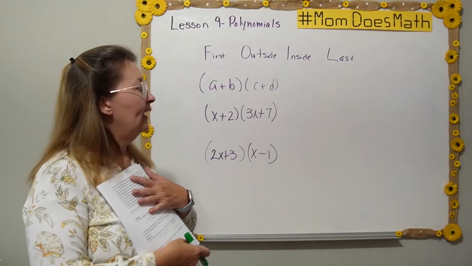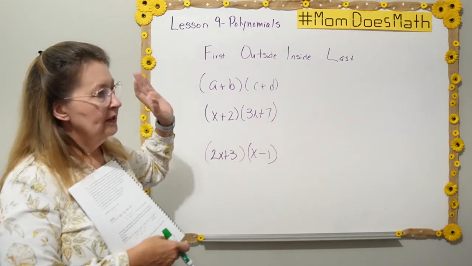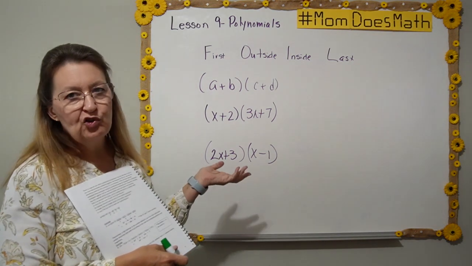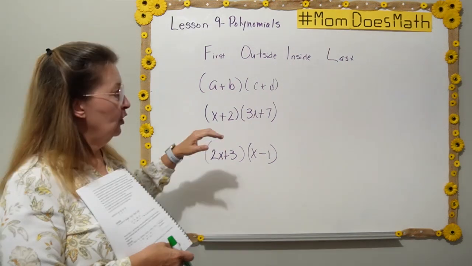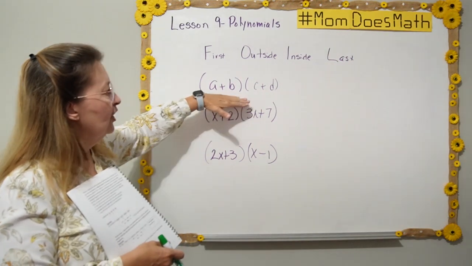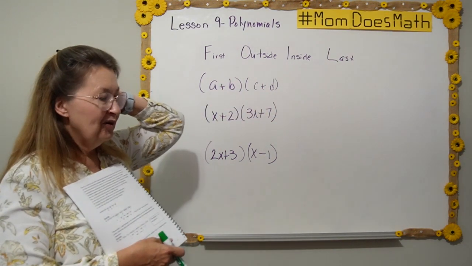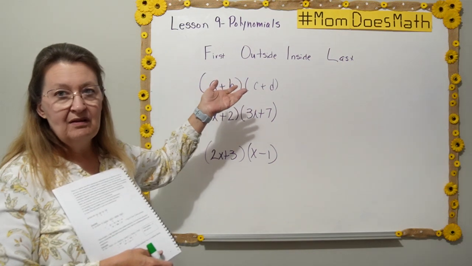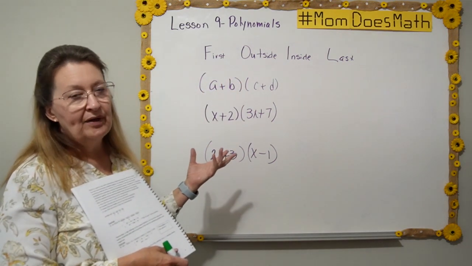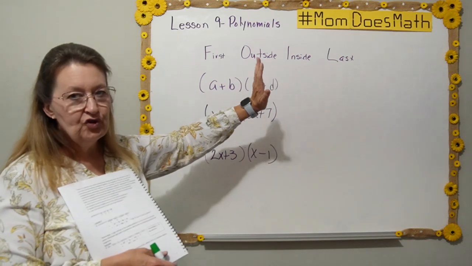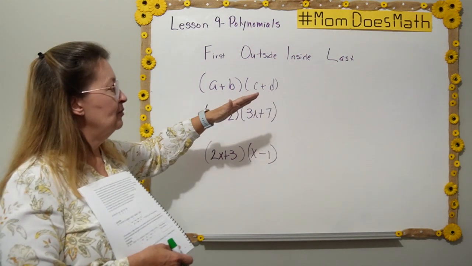Okay, on the back side of lesson 9, we get into a special case. And this is binomial times binomial. And they look like this. You've got one binomial multiplied times another binomial. Now, we already worked some of these. We just used the distributive property. But there is a little acronym, FOIL. I'm sure you remember this now. It's coming back.